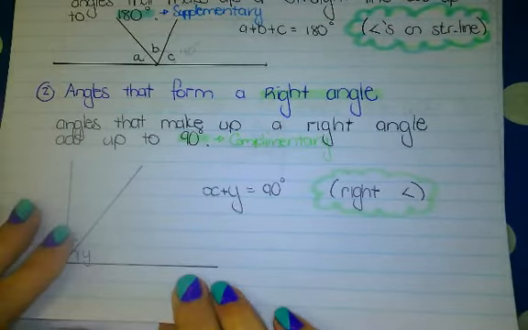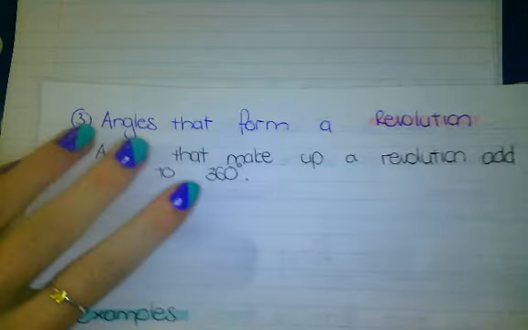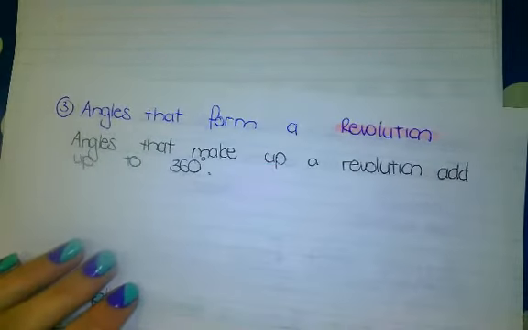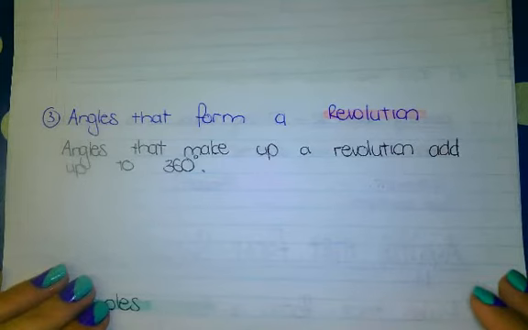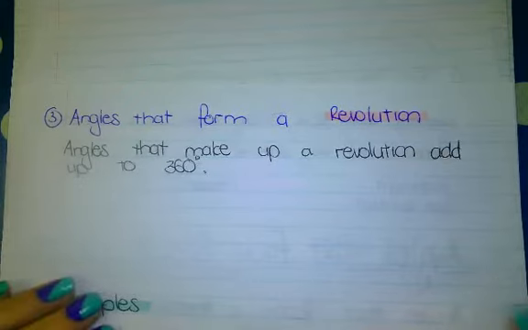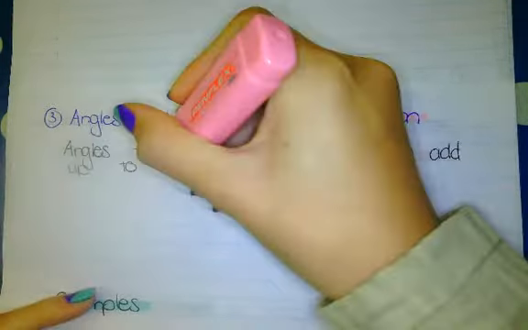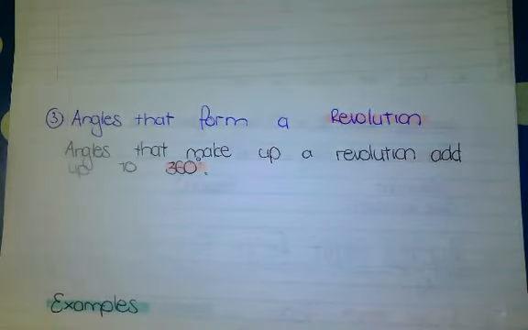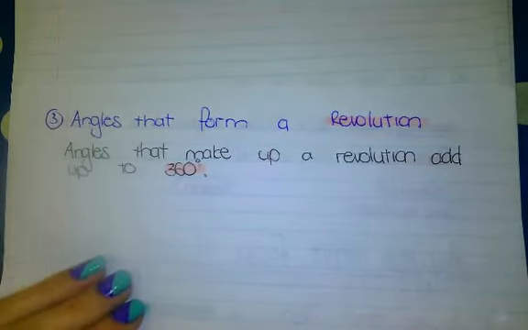And there's only one more theorem for today. Our last theorem is angles that form a revolution. And again, we're using the exact same logic. If we have a full revolution and we split it up into angles, then all those angles together must add up to 360 degrees. And there's no fancy word for 360 degrees.